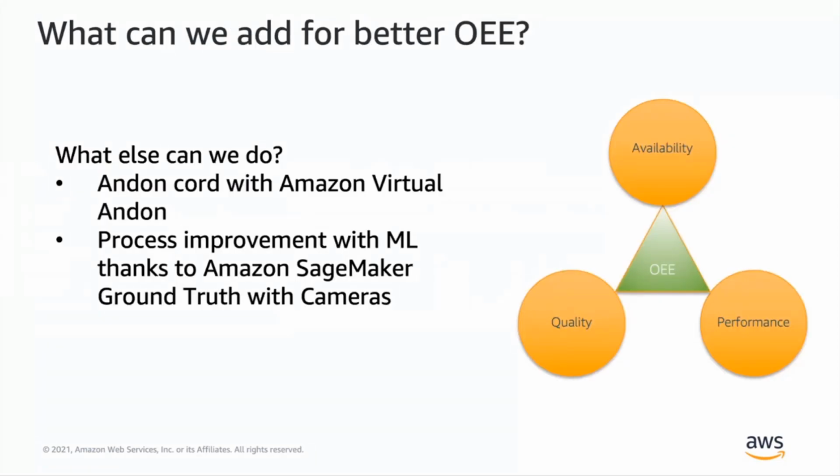So what we've been talking about here in AWS is Andon code with Virtual Andon. Now, we're going to go into what Andon code is and the process around it. And then we're going to talk about process improvement using SageMaker Ground Truth with cameras, all right?